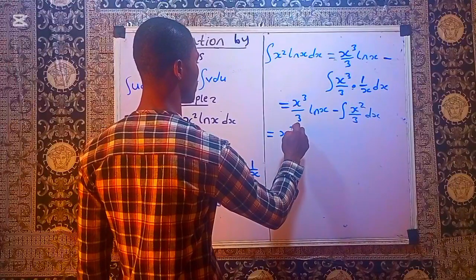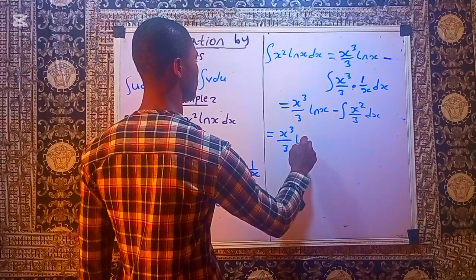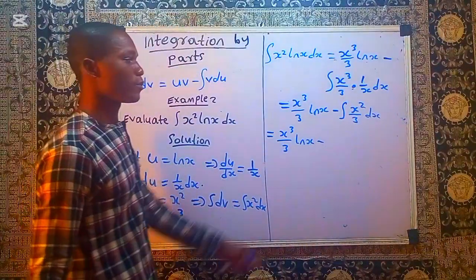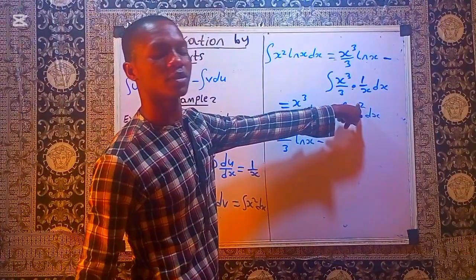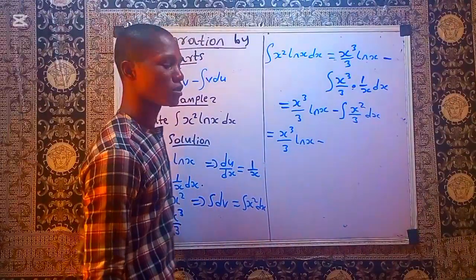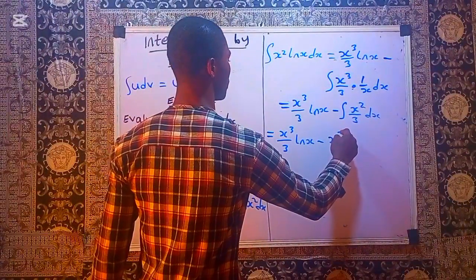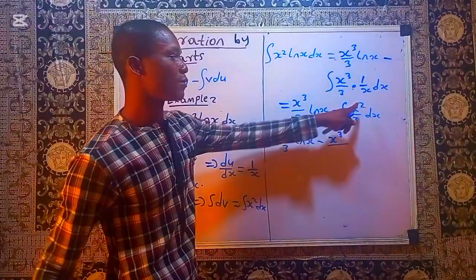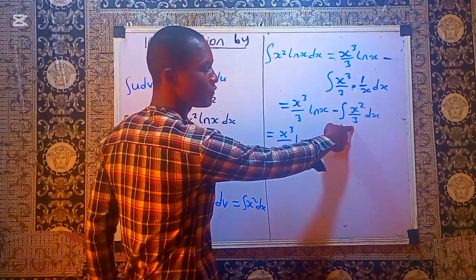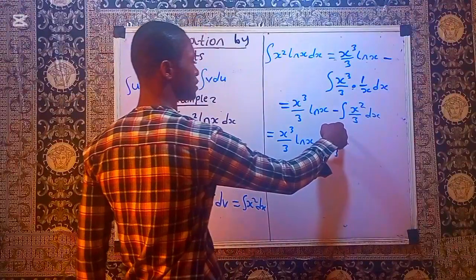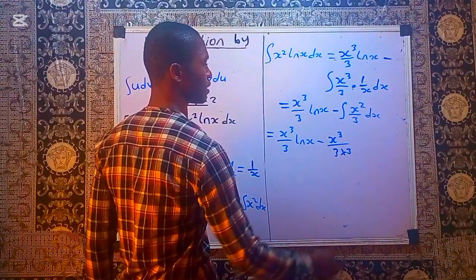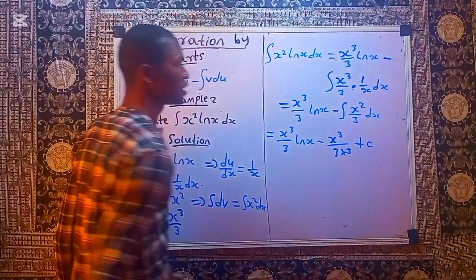This is x raised to power 3 divided by 3 multiplying ln of x, then minus. So we want to integrate this. What is the power on x? The power on x is what? 2. You add 1 to 2, making it what? 3. So I have x raised to power 3. Then I'm going to bring down this power to divide. Remember, I have 3 already dividing. So if you bring this power down again, you are going to have 3 times 3 down. Then plus constant of integration c.